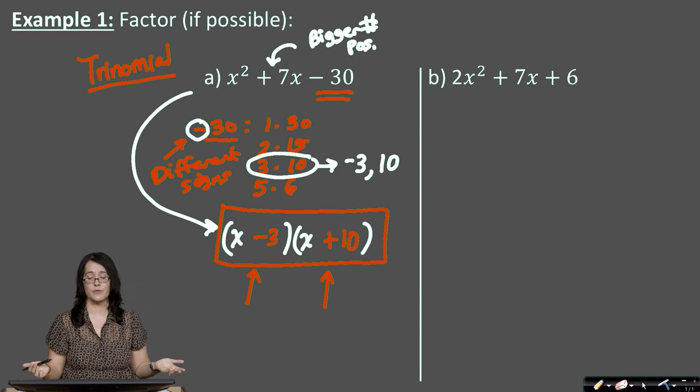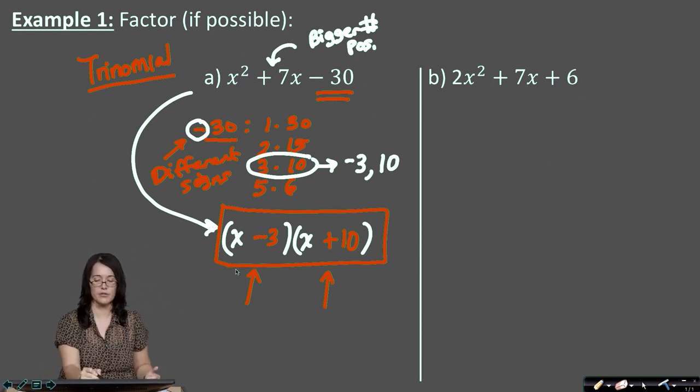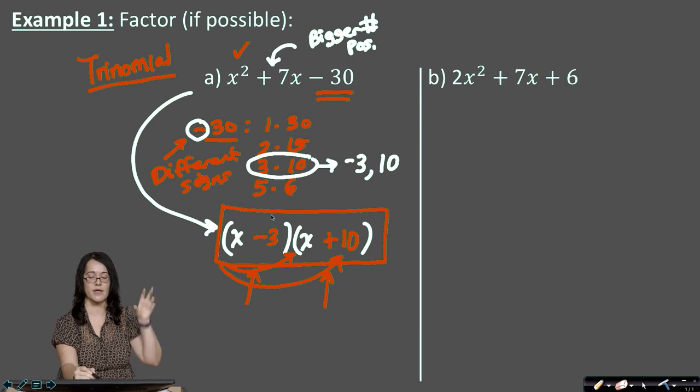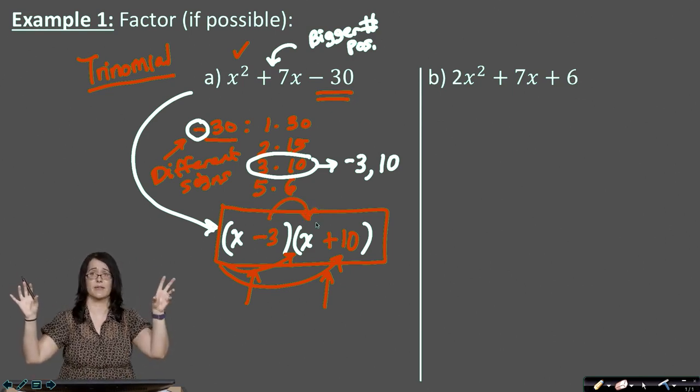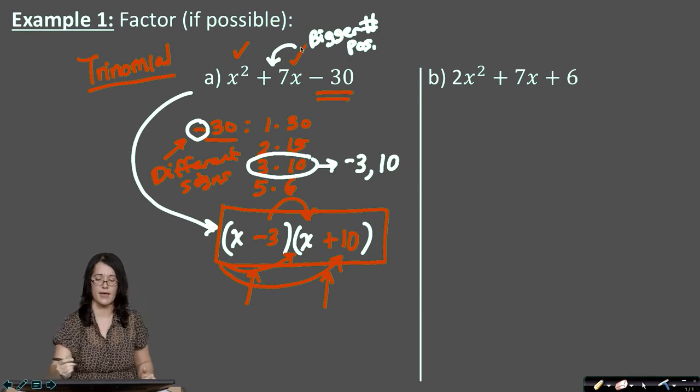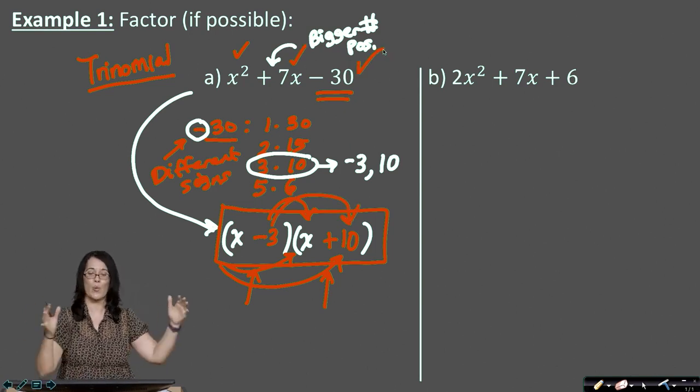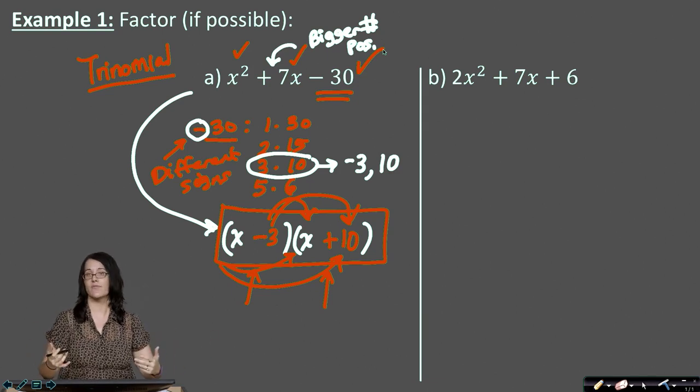The third thing you can do here after you've asked yourself a couple questions is check, right? Does this give me the original? Yeah, x times x is x squared. X times 10 is 10x. You can keep that in your head, right? 10x. -3 times x is -3x. So what is 10x minus 3x? Positive 7x. We got it. And -3 times 10 is -30. We know we're right.